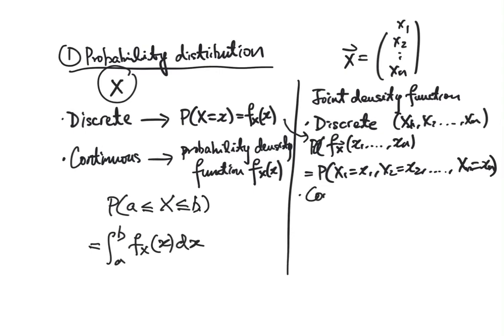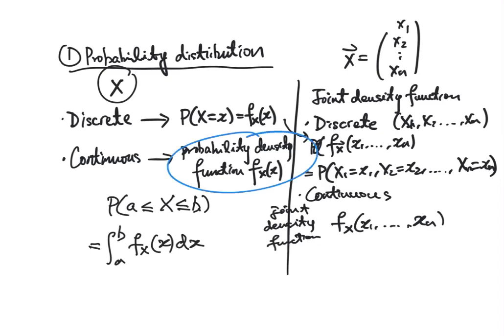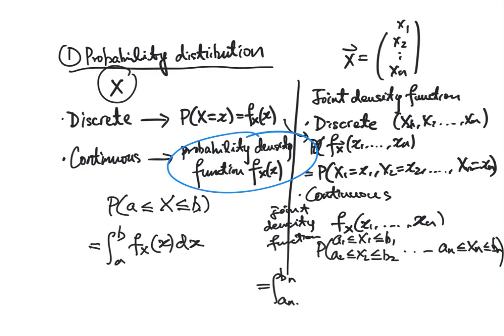Similarly, if all the S_i are continuous random variables, we define what we call the joint density function, f_S(s1, ..., sn). This is similar to the probability density function. Given this, if you want to find the probability that the random variable S1 lies between a1 and b1, S2 lies between a2 and b2, and Sn lies between an and bn, then similar to the single random variable case, you can get this probability by evaluating this multiple integral.